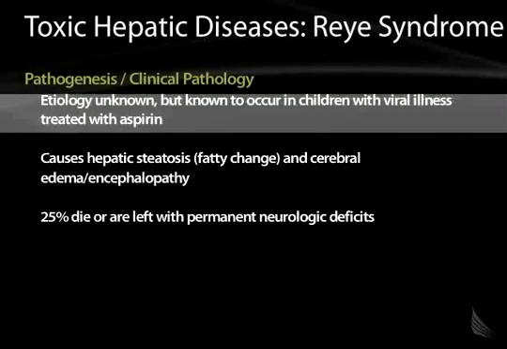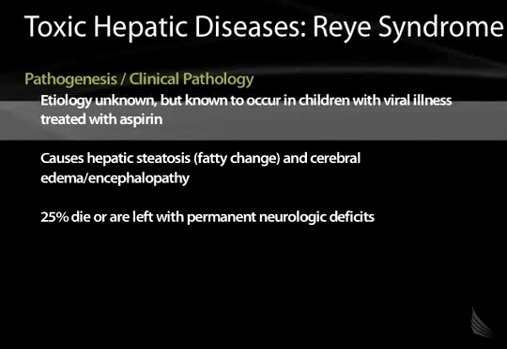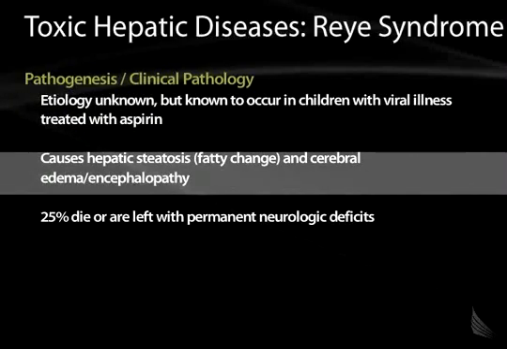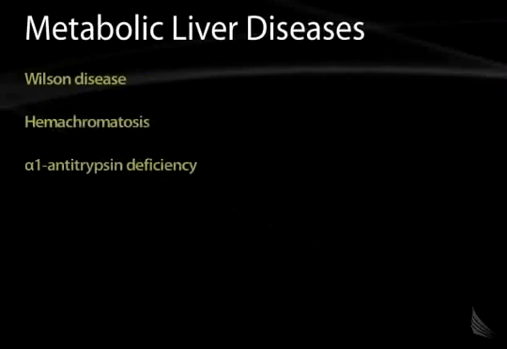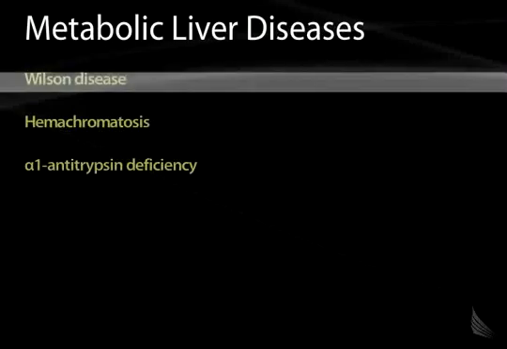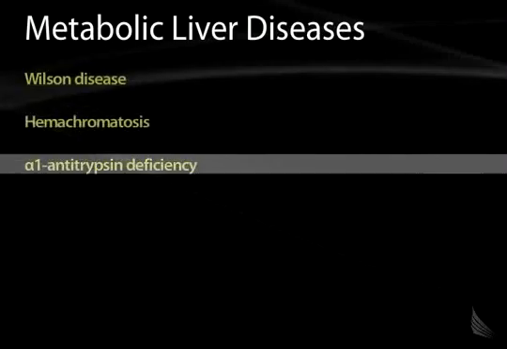Reye syndrome, the etiology is unknown, but it's usually found in children with viral illnesses treated with aspirin. So remember, don't give a baby aspirin. Causes include hepatic steatosis or fatty change, which then results in frank cirrhosis and cerebral edema, encephalopathy. 25% of patients. Now we'll talk about the metabolic liver diseases, which include Wilson's disease, hemochromatosis, and alpha-1 antitrypsin disease.